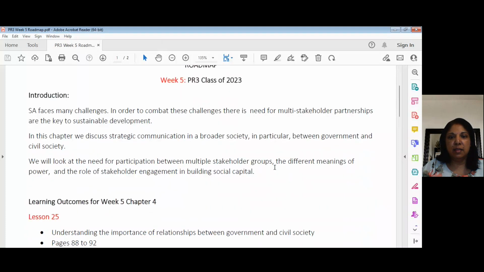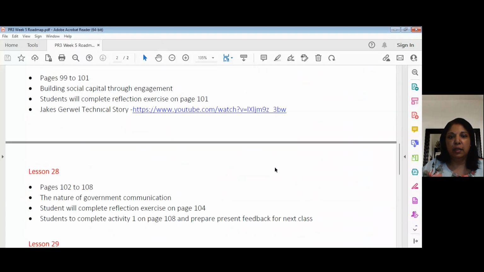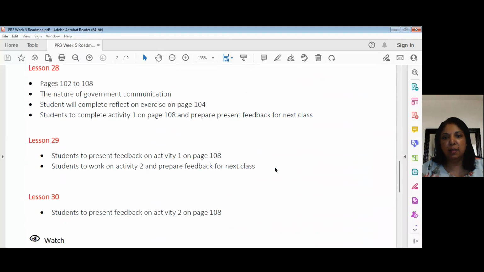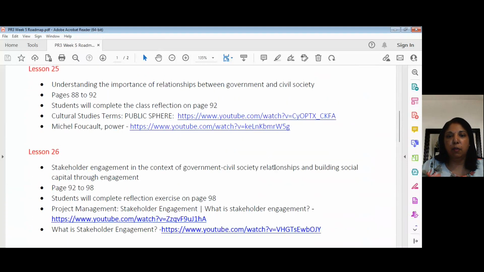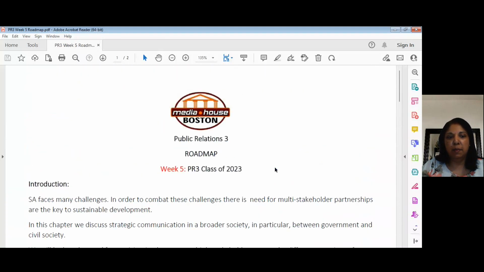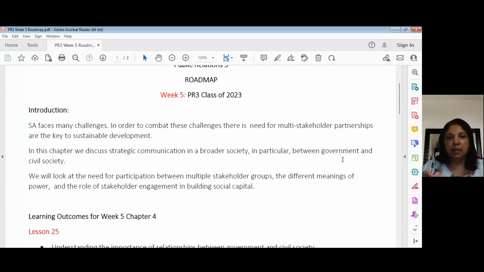PR3. And what I'm going to do now, I hope you are all well, and I hope formative assessment 1 is going well. What we're going to do now is go through what we're going to cover this week, and we can take it from there.